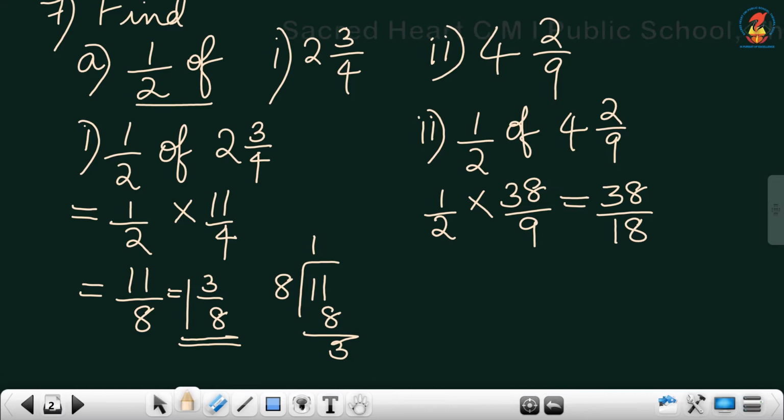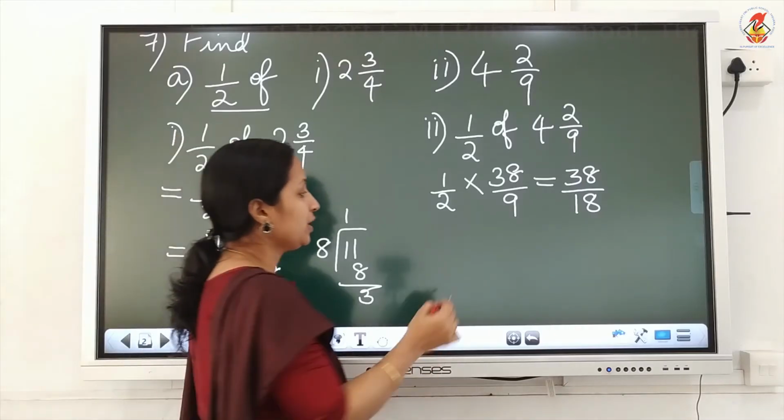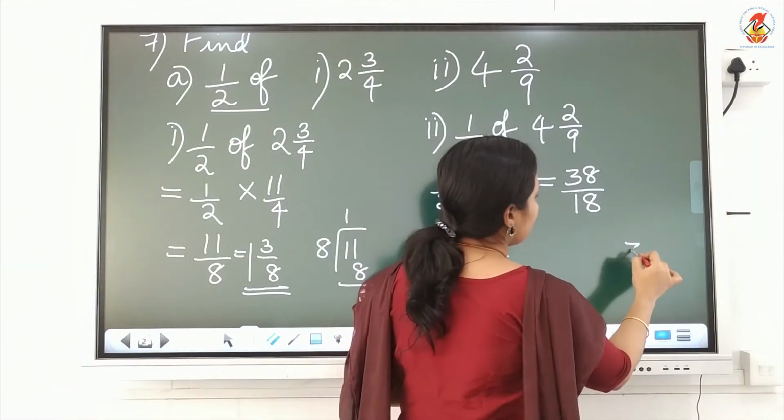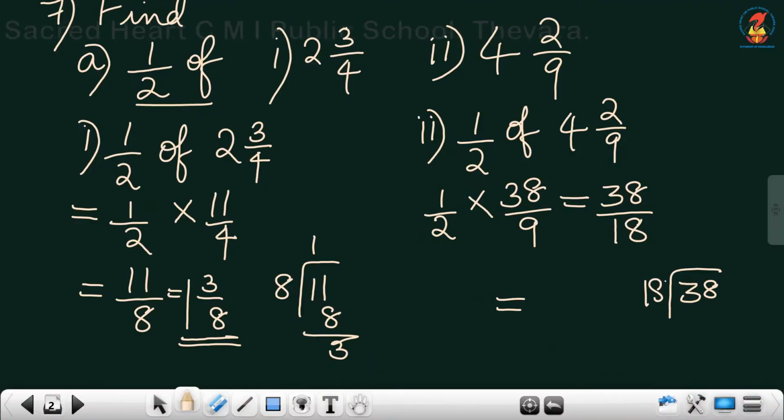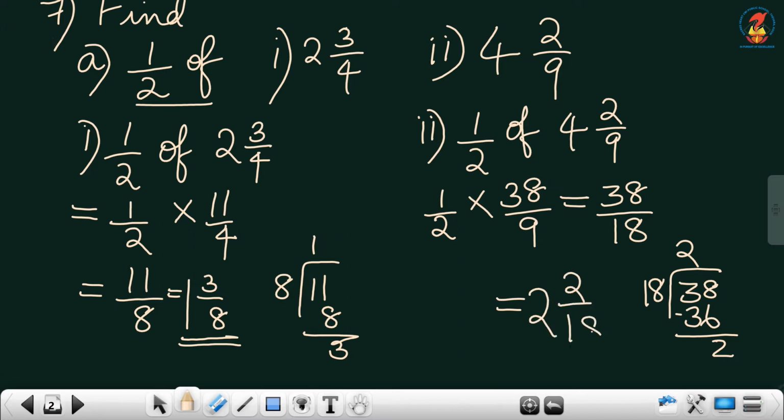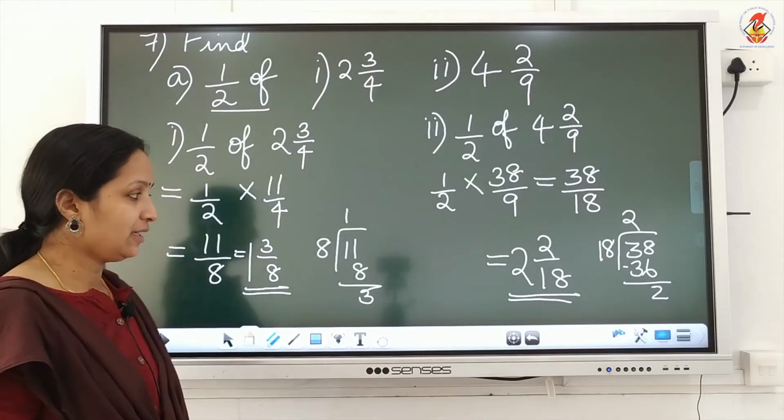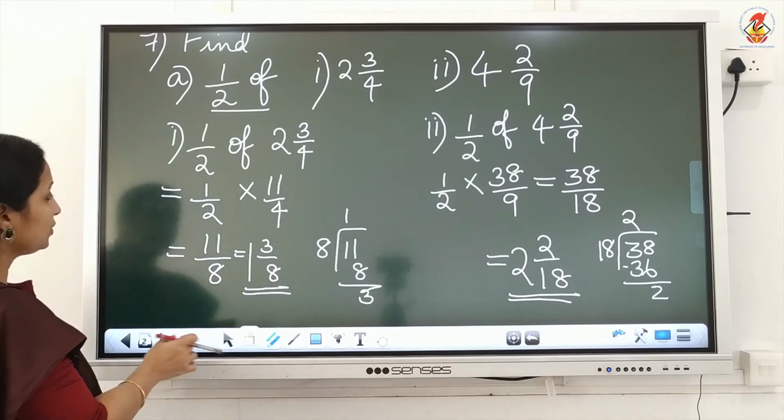Our answer is an improper fraction, so what we have to do? Do the division and find out the mixed number. 38 divided by 18. 18 into 2 is what? 36. So you can write 2 times 36. By subtraction, you will get the answer 2. So what is the answer? 2 by 18. Clear children? What is the answer you got? 2 by 18. Okay. Now, move to the next question.